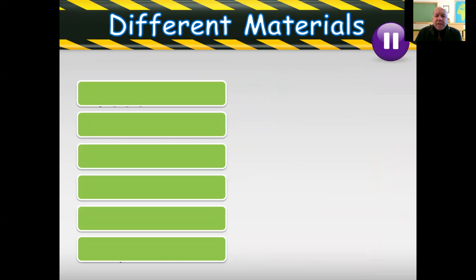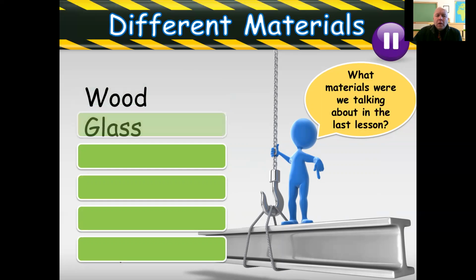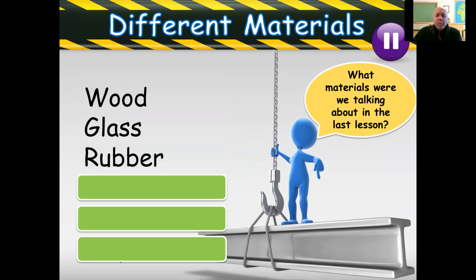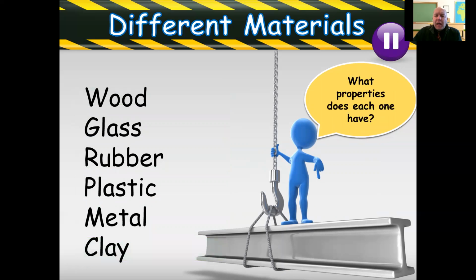Okay, so yesterday we talked about all the different materials that surround us in our everyday life. Can you remember some of the materials we were talking about? Pause the video, have a quick think, and see if you can remember the 6 main materials that we discussed. Okay, hopefully you remembered all 6 of these. We mentioned wood, glass, rubber, plastic, metal, and clay.